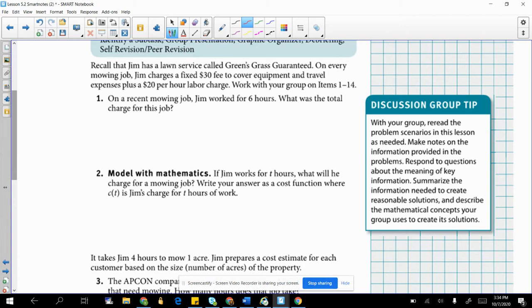It says here that on every mowing job, Jim charges a fixed $30 fee to cover equipment and travel expenses, plus a $20 per hour labor charge. So, number one says on a recent mowing job, Jim worked for 6 hours. What was the total charge for this job? So, we know that it's $20 per hour, and he worked 6 hours, plus his $30 fee to cover equipment and travel. So if we go ahead and multiply and add there, his total charge would be $150.